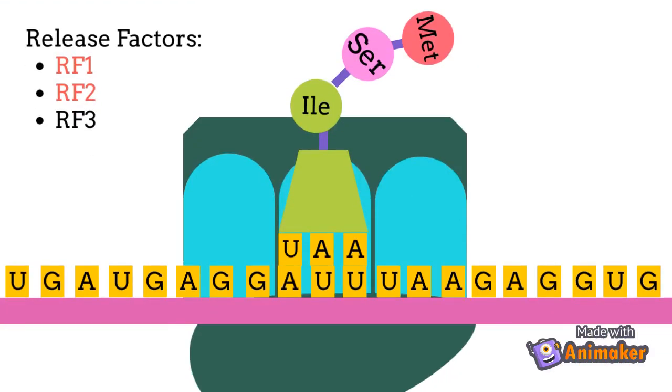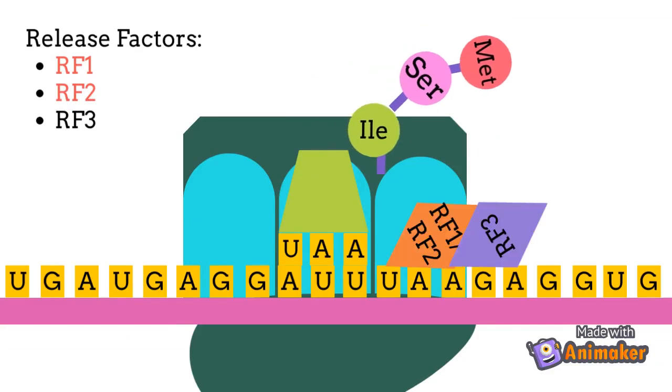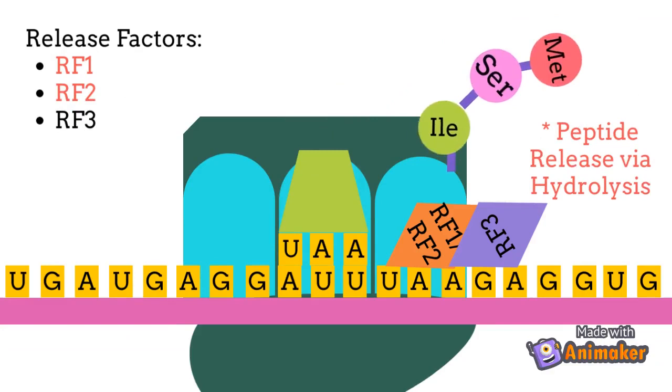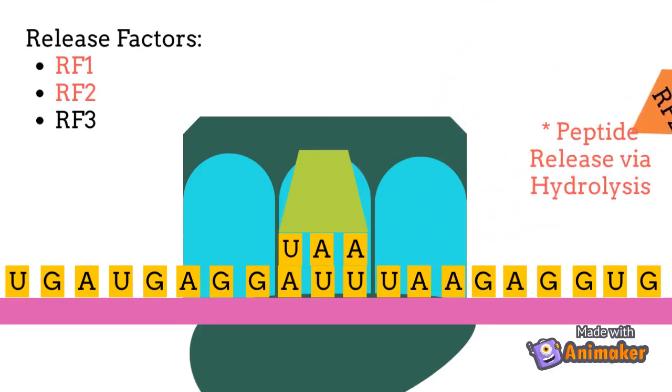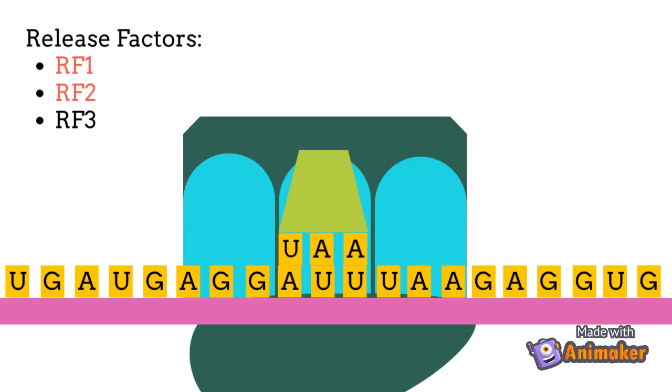When the stop codon is reached, then a release factor, either RF1 or RF2, catalyzes the transfer of the peptide from the P site to the molecule of water in the A site, and the peptide is hydrolyzed and dissociates.